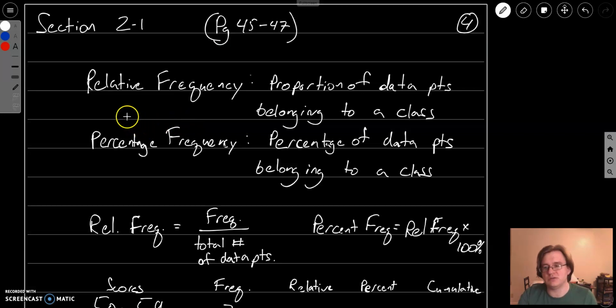So the first two types that we'll see are relative frequency and percentage frequency. Relative frequency is just the proportion of all data points that belong to a particular class, not counting totals, but looking more as a fraction of the whole. And percentage is the same way, where instead of looking at fractions, we're looking at a percentage of the data points that belong to a particular class.